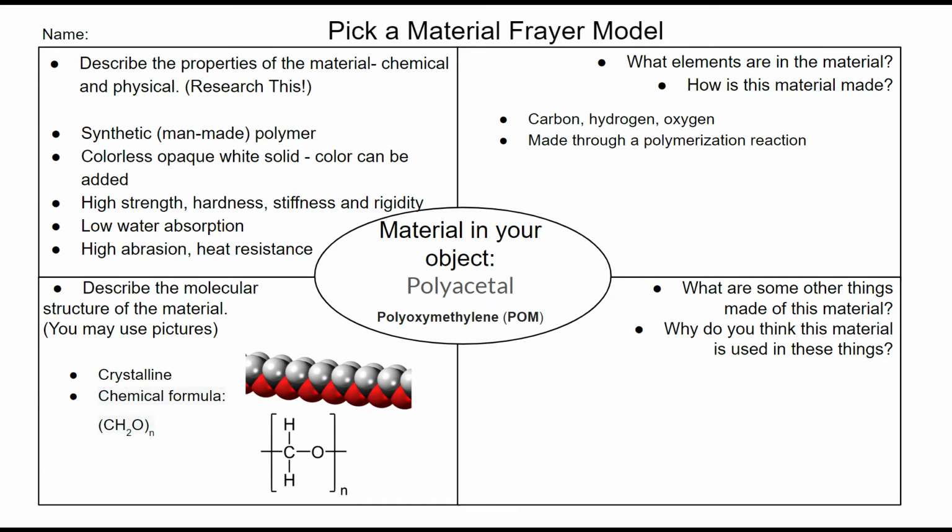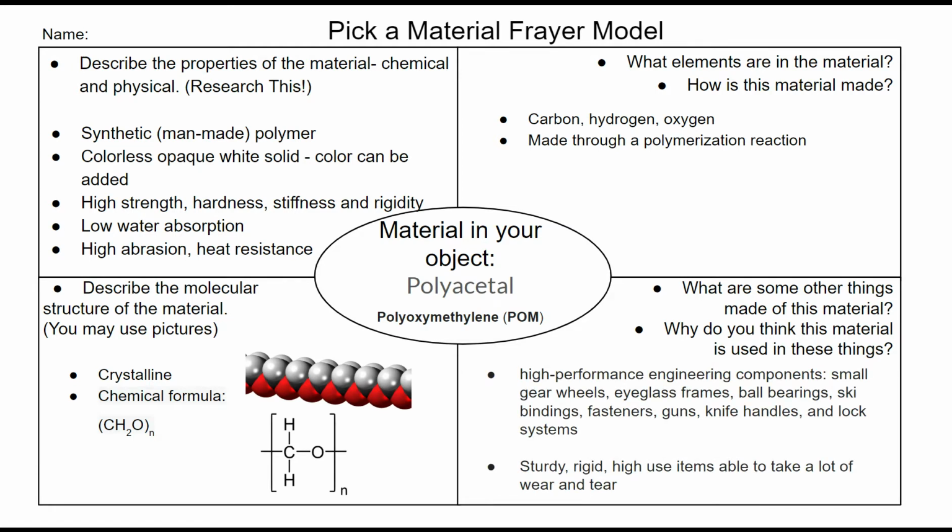So while I was on Wikipedia, I saw a list of a bunch of other items that are made of polyacetal. So I simply copied those down and put them in this box. And then I took a second to think about why I think that this material might be used in those particular objects. So I found that polyacetal is often used in high performing engineering components. So what that means to me is it's components that are going to take a lot of wear and tear and have to move in some way.